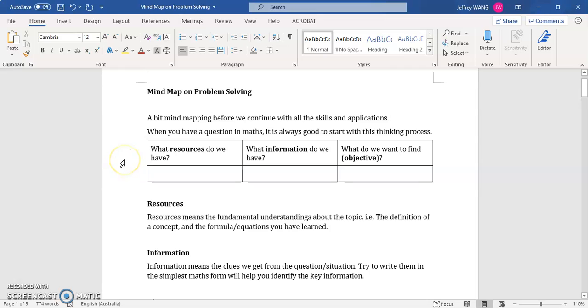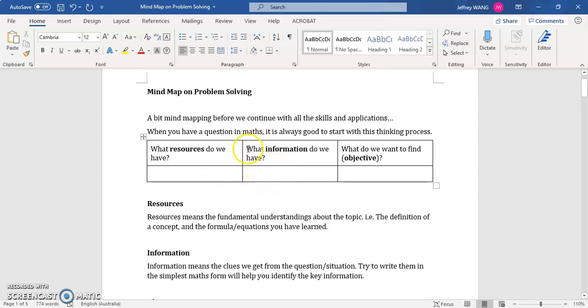So three questions basically. First, you need to think about what resources we have. Resources means what kind of understandings you have about a topic. For example, the definition of a concept, the formulas or equations you have learned, and these sorts of things. So the resources will always be the same. For example, a formula is always going to be a formula.